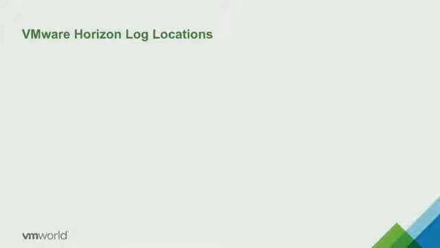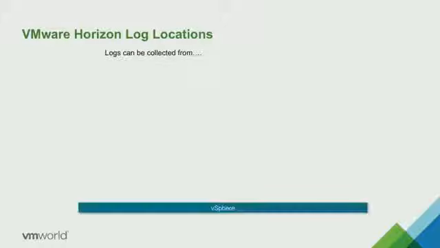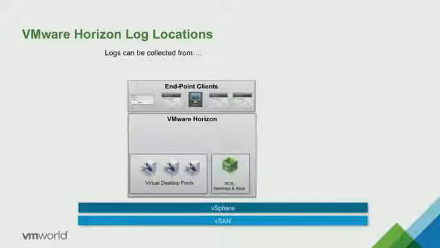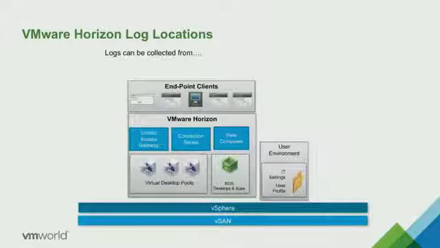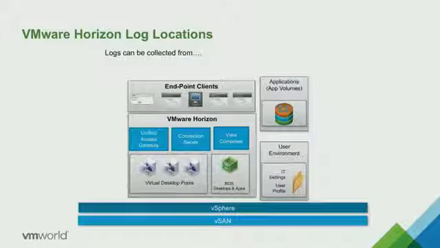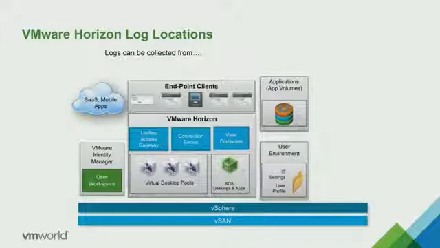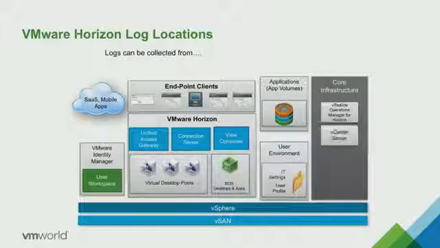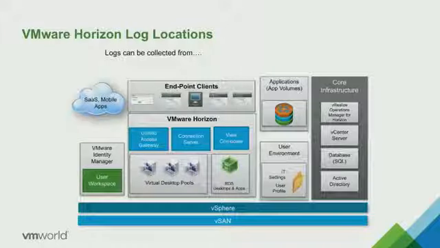Our location for logs, where are we collecting our logs from? vSphere, vSAN, the endpoints themselves, Horizon, Unified Access Gateway to Connection Server, Composer. Then I have the user environment, so whatever I'm using to manage the profiles and such. App volumes, if I'm using app volumes or applications in general. All my applications themselves, including SaaS and mobile apps. Identity Manager. And then, of course, we also have vRealize Operations Manager for Horizon, vCenter, Database, Active. Wow, that's a lot of places to collect logs.